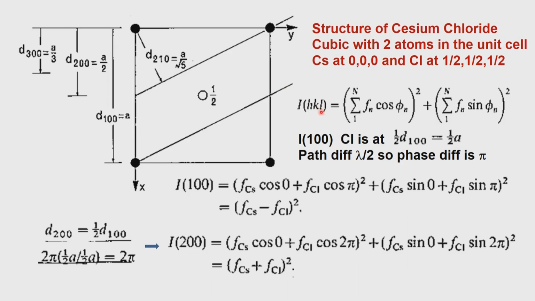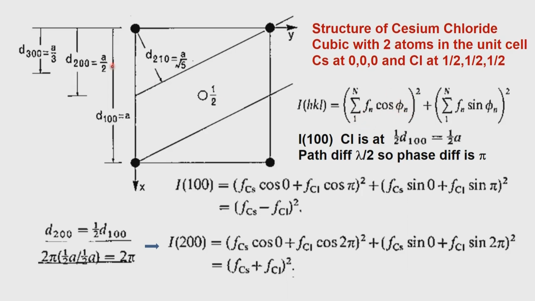Therefore, the intensity of HKL is the sum over 1 to n of f_n cosine phi_n, whole squared, plus the sum over 1 to n of f_n sine phi_n, whole squared. This is a general expression for intensities. The intensity of any compound for any given HKL can be calculated based on how many atoms are in the unit cell and what their contribution is to a given scattering angle.